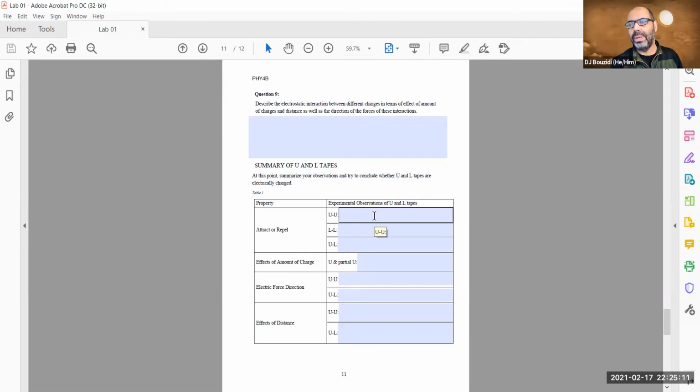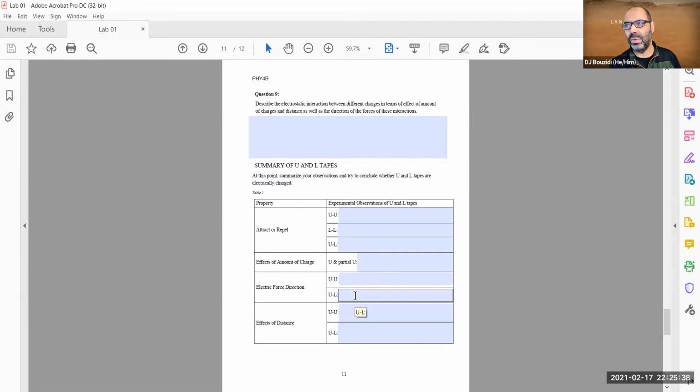And the U type, what kind of interactions you're going to see between the L and the L, and what kind between the U and the L. You probably guessed it: this will be attractive, these two will be repulsive. And the U and partial U, so it's probably going to be a weaker repulsion. And then force and distance: does the force increase or decrease with distance?